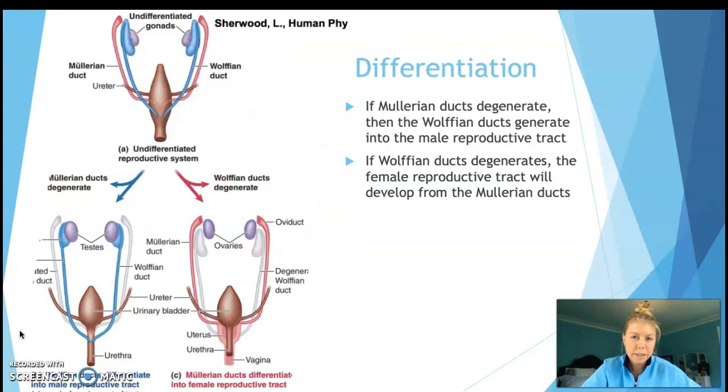So, differentiation. This is another image where you can see the undifferentiated gonads turning into both the testes and the ovaries. If the Müllerian ducts degenerate, then Wolffian ducts will develop into the male reproductive tract, as shown on the left, and if Wolffian ducts degenerate, the female reproductive tract will develop from the Müllerian ducts, as shown on the right hand of the image.